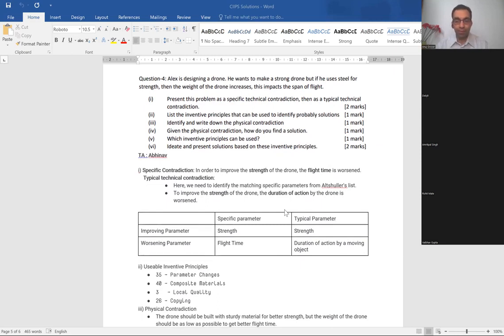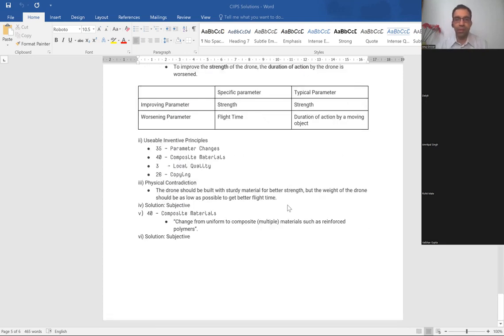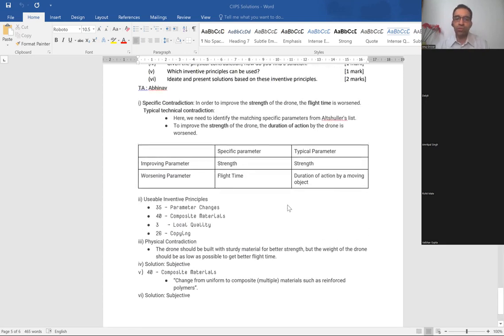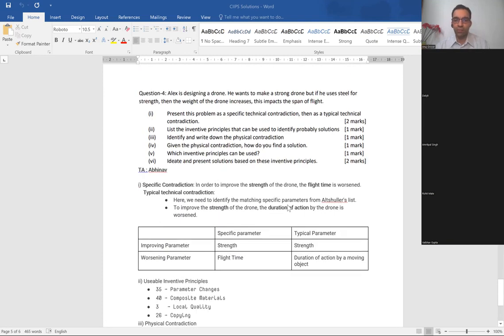For a strong drone, the weight should be more, but the weight should be less for a longer flight span. Good. Okay. Then solutions to this physical contradiction would be subjective. You're able to work on that? Yes, sir. So which set of solutions did you use? Satisfying contradictory demands. Okay. And you satisfied by using which principles then?